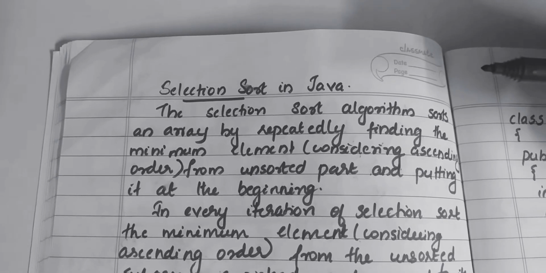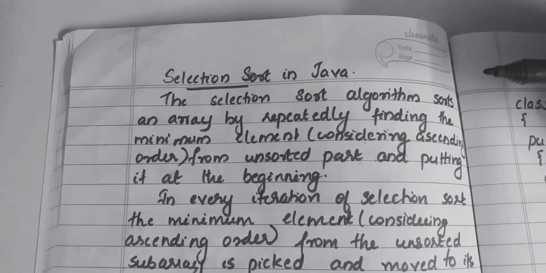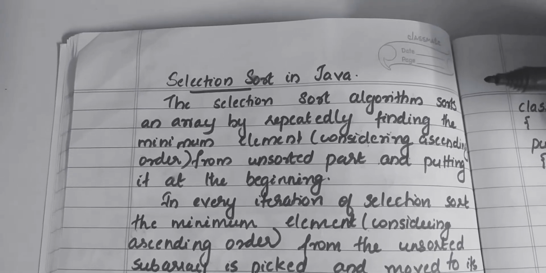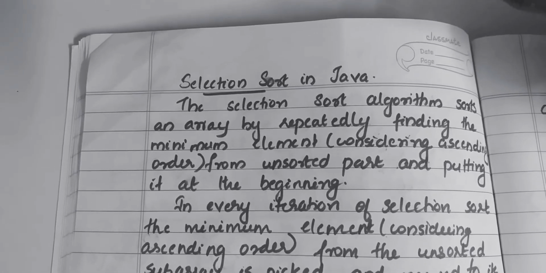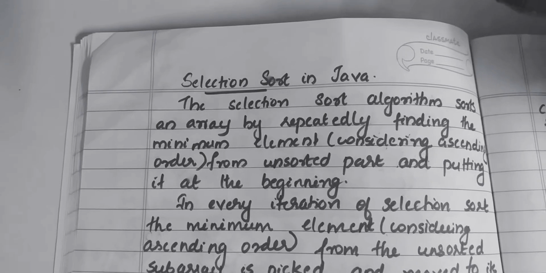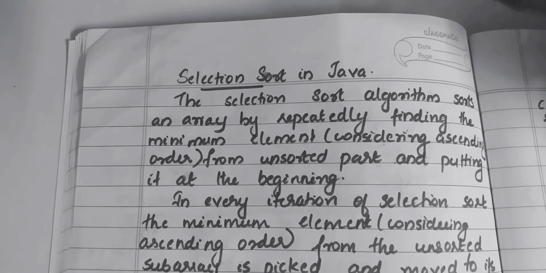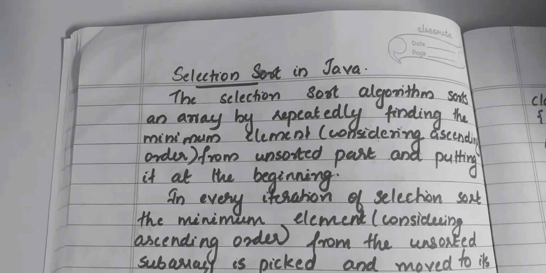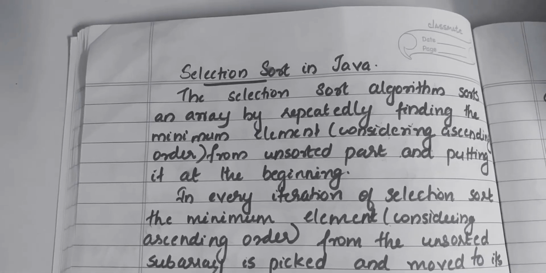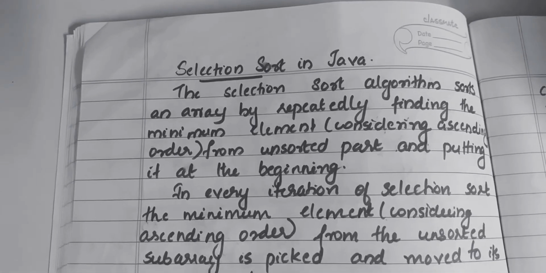So let's study what selection sort is. All of you know what sorting is. Sorting means arranging elements in ascending or descending order. In Java there are several sorting techniques. Among them, selection sort is the simplest one.